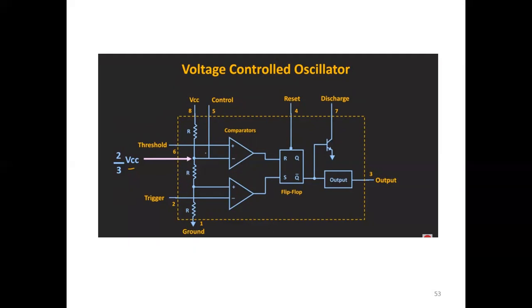Here we have two comparators, one flip-flop and one output, that means trigger, threshold and trigger. Here we have three resistors, each of value R. By this arrangement you will get 2 by 3 VCC. By comparing the threshold voltage and VCC, the comparator will be enabled, so it will produce some output. This is the voltage control concept.